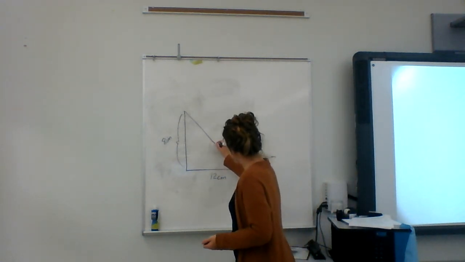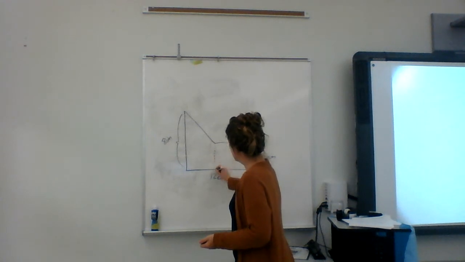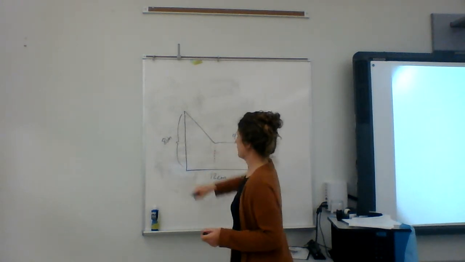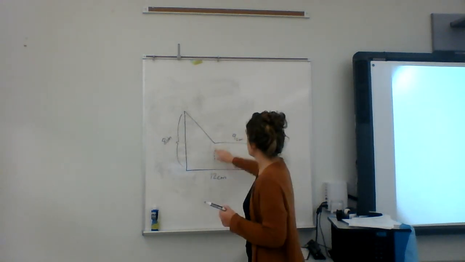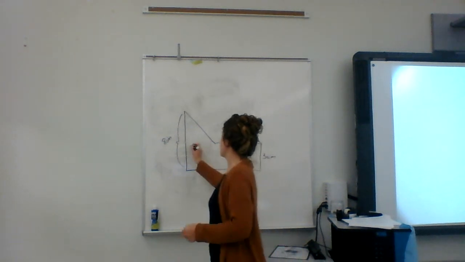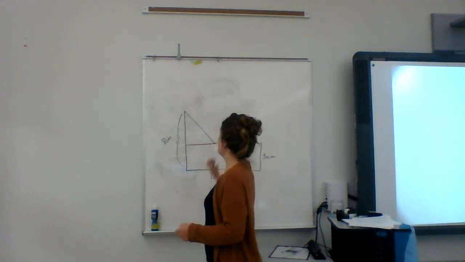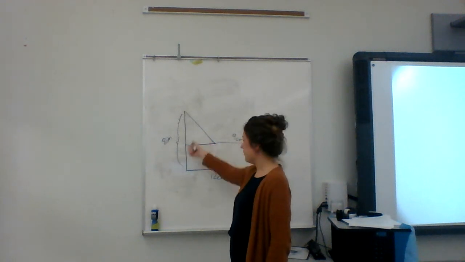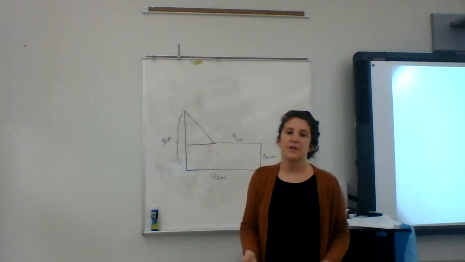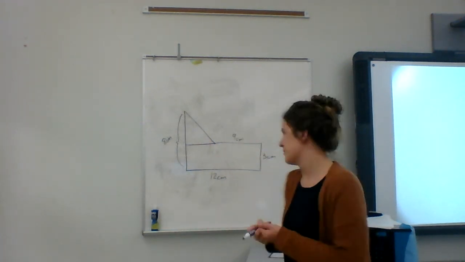I could draw a line right here, but then I have this super funky shape. I don't really want to work with that. I'm going to draw my line right here. If I draw a line here, I have a triangle and I have a rectangle. I know how to find the area of both a triangle and a rectangle, so it works perfectly.